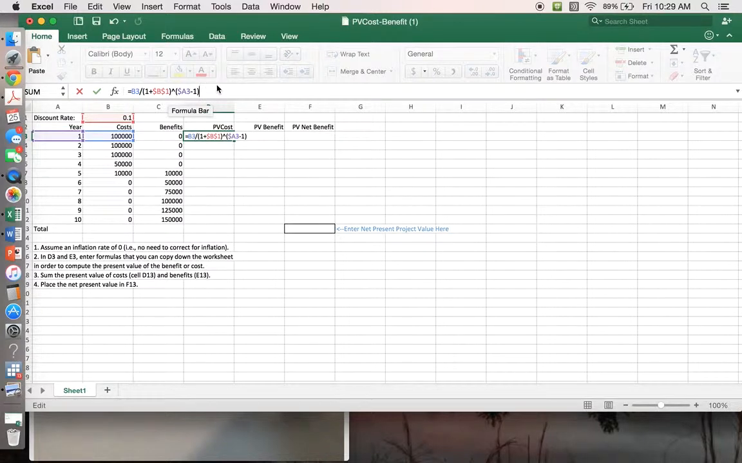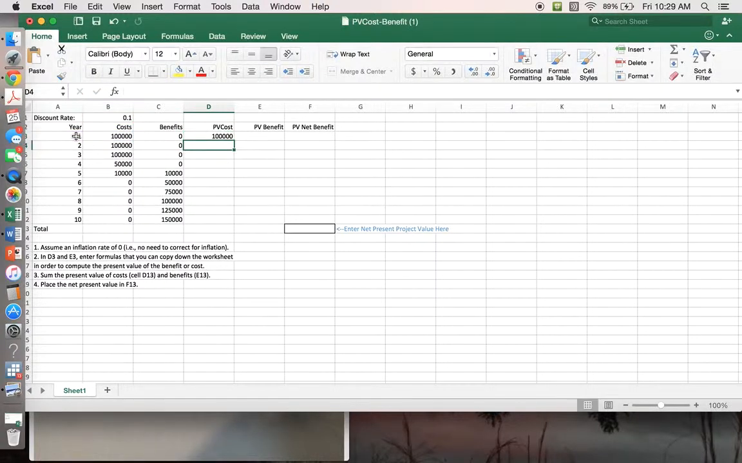denominator, 1 plus r, to the 1 minus 1 power, the A3 cell contents minus 1 power. That's 1 minus 1 or 0. So I'm literally raising 1 plus r to the 0 power. Anything to the 0 power is 1. So when I hit return, I just have 100,000. And so nothing has happened. But now I can copy the formula down my worksheet, and you'll see what happens.